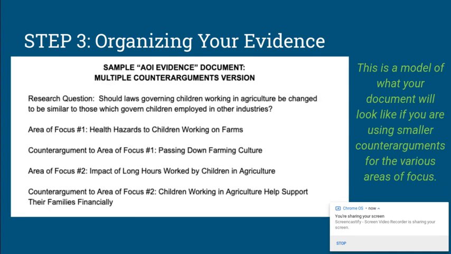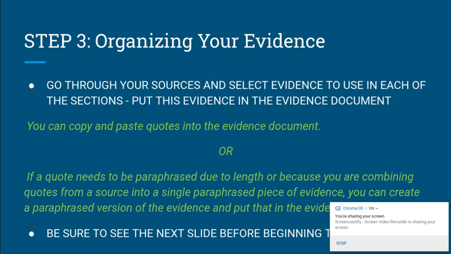If you're doing something similar to the sample paper that we keep going back to, your evidence selection document might be organized something like this, with the area of focus and then the counterargument to it beneath it, and then again with the second area of focus and the counterargument to that. Okay, so think about what sort of counterargument you're using and make sure that you are setting up your document appropriately.